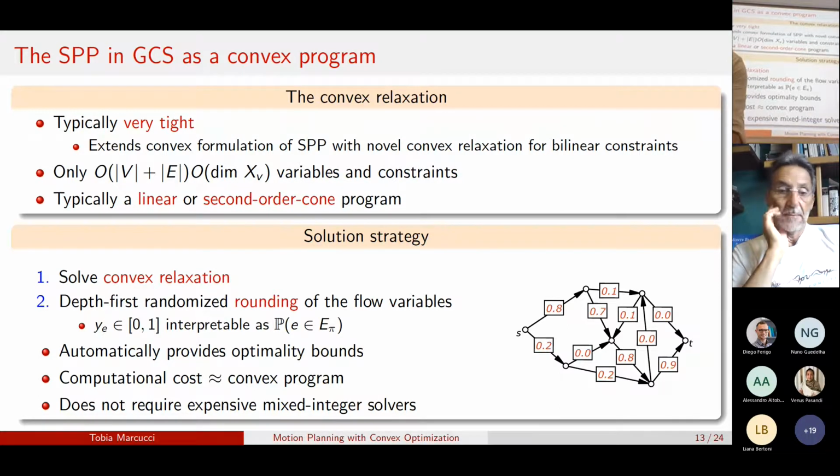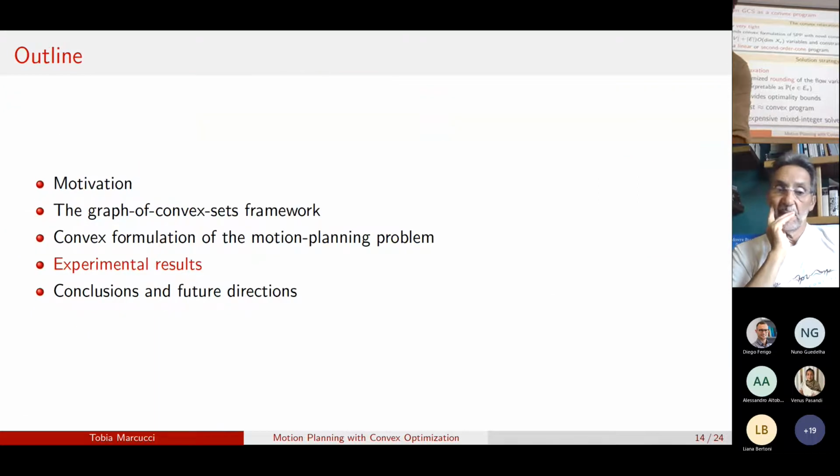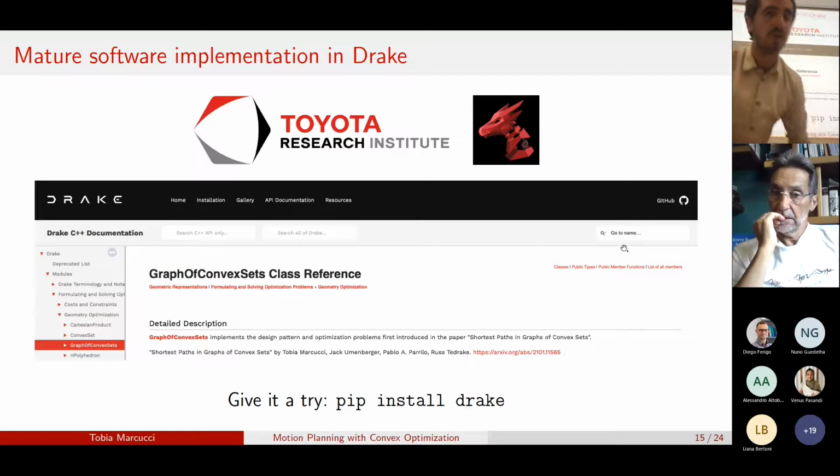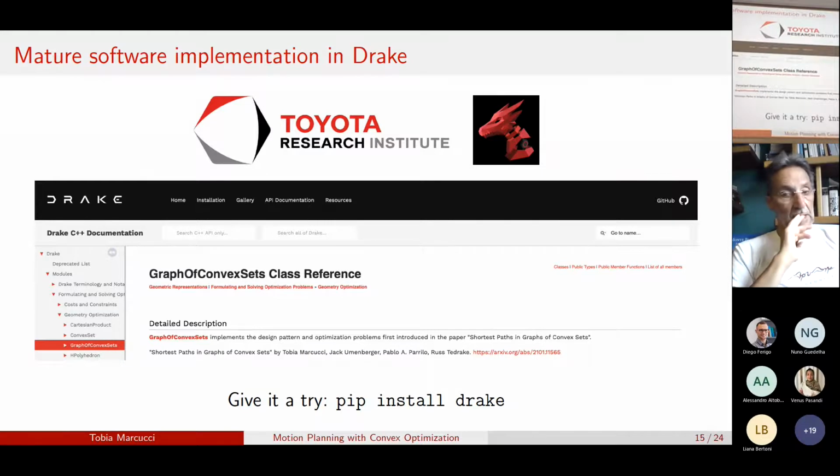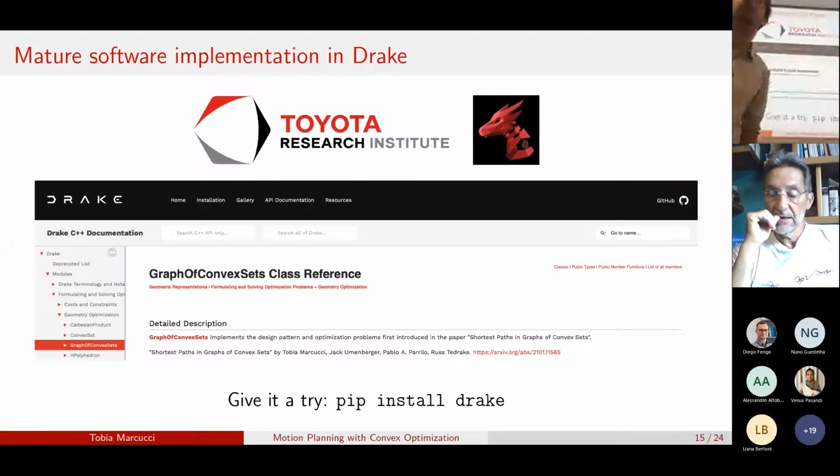So for the last 10 minutes, I'll go to numerical results and experimental results. Let me mention that this is implemented in Drake, the software we developed in our lab together with the Toyota Research Institute. The implementation is very mature and documented. It's in C++, so it's also efficient. If you want to give it a try, let me know.